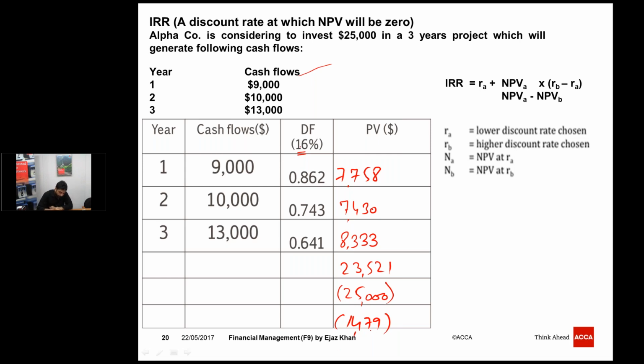So we have taken 16% as our discount rate. Remember, this is not our cost of capital, it's just an assumed rate, and at 16% discount rate, the net present value is negative.